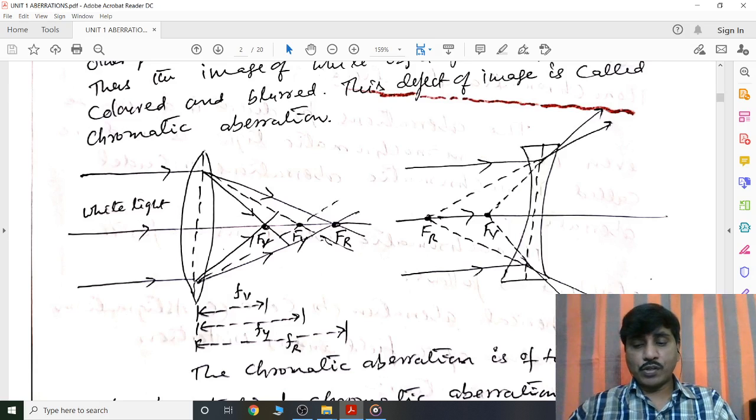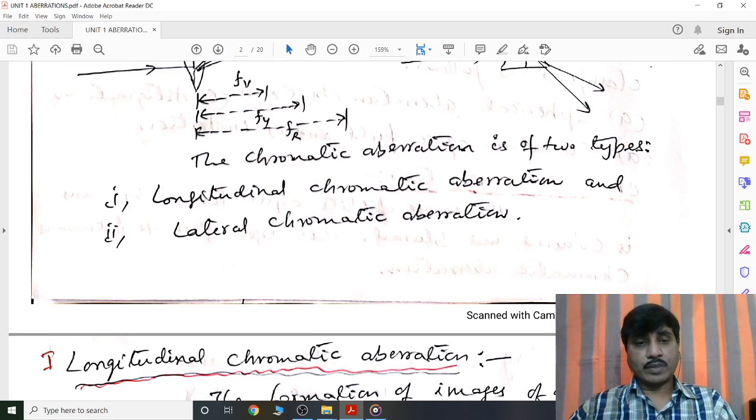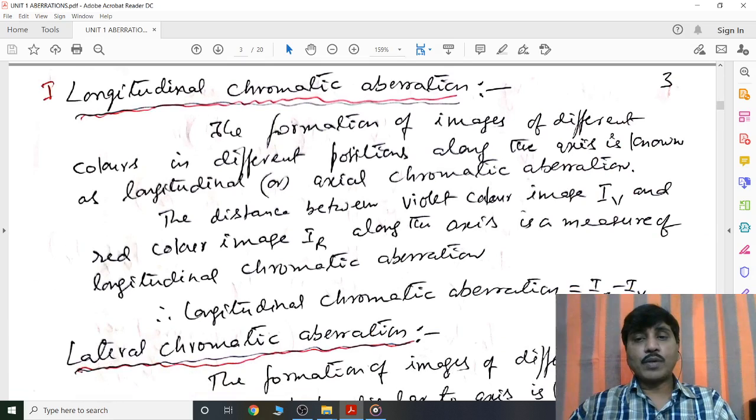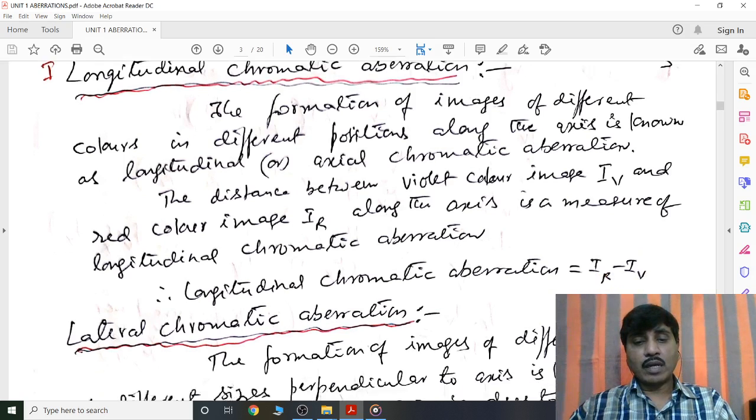The chromatic aberration is of two types: longitudinal chromatic aberration and lateral chromatic aberration. Longitudinal chromatic aberration: the formation of images of different colors in different positions along the axis is known as longitudinal chromatic aberration or axial chromatic aberration. The distance between the violet color image IV and the red color image IR along the axis is a measure of the longitudinal chromatic aberration. Therefore, longitudinal chromatic aberration is equal to IR minus IV.